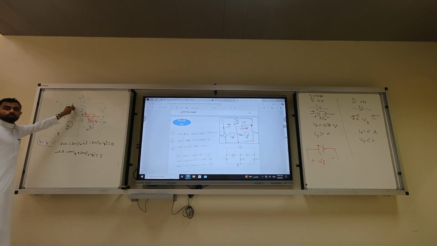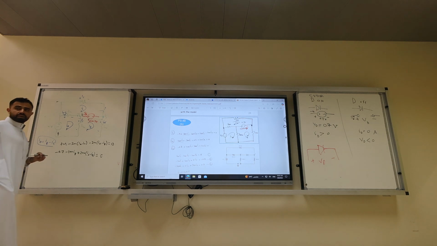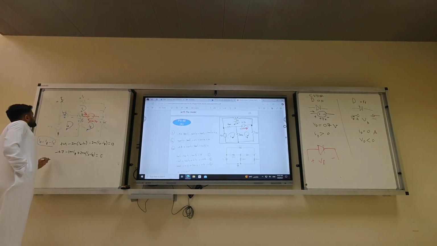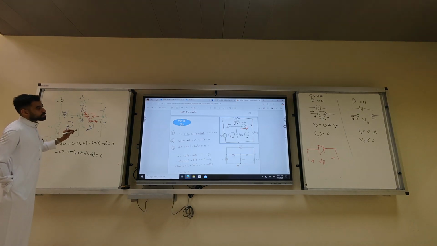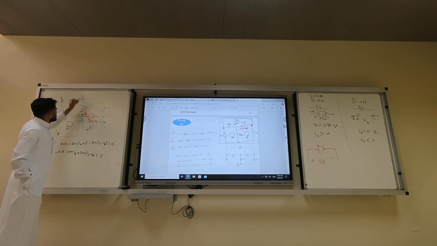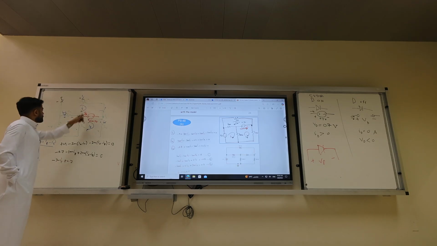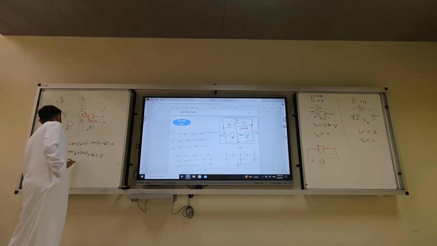Who wants to do the third loop? Left corner. Okay. Minus IC. What's the voltage? 300. So minus 300 IC. Plus 0.7. Plus 200 IA minus IC.